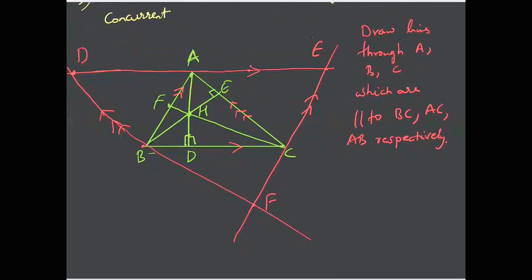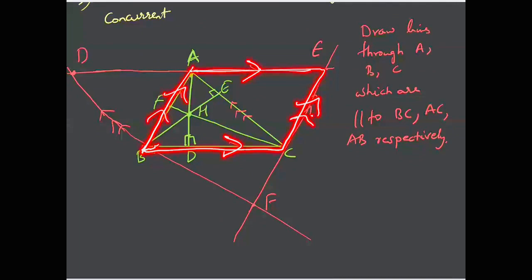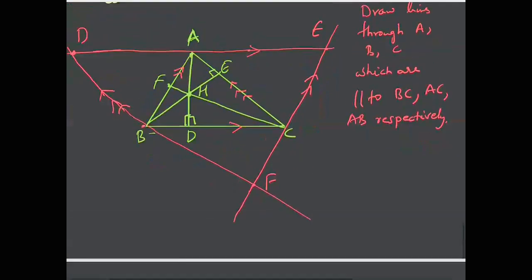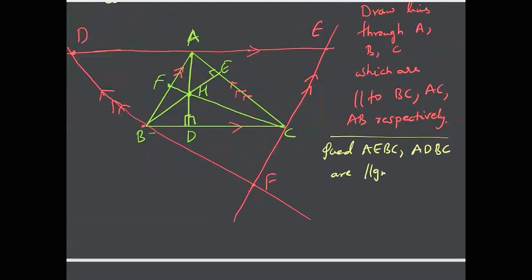Now let us observe this figure, that is the quadrilateral AEBC. If you observe the quadrilateral AEBC, you can say that these two are parallel and these two are parallel, right? So since both the opposite sides are parallel in quadrilateral AEBC, this quadrilateral is a parallelogram. Similarly, this quadrilateral ADBC is a parallelogram. So quadrilaterals AEBC and ADBC are parallelograms, because both pairs of opposite sides are parallel. Fine.